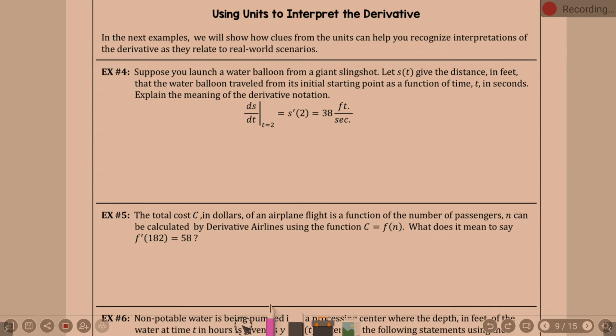So, suppose you launch a water balloon from a giant slingshot. Let S of t give the distance in feet that the water balloon traveled from its initial starting point as a function of time, t, in seconds. They want to know what ds/dt at t equal 2, or s prime of 2, equaling 38 feet per second, what that all means.